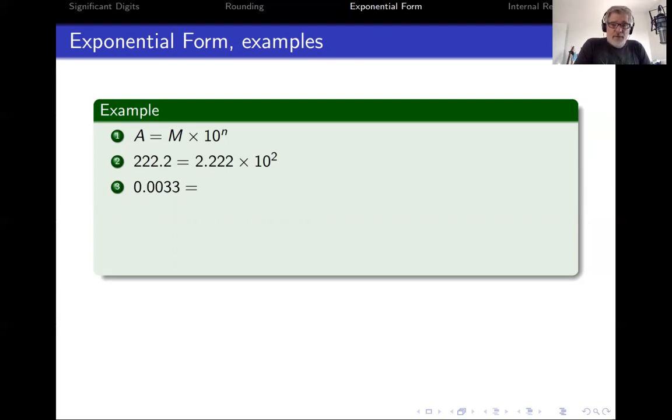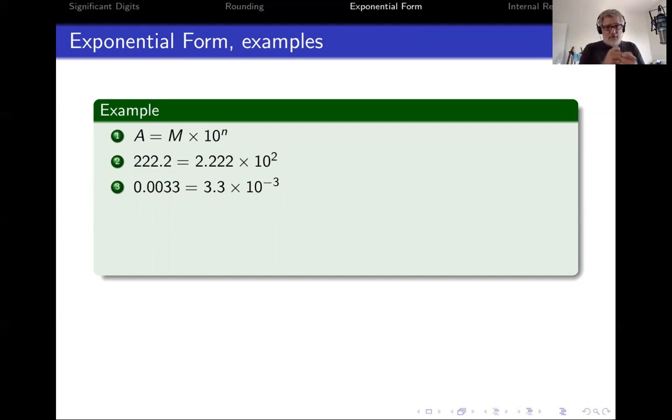0.0033, right? If I want to write it in normalized form, then I need to move that point 3 steps to the right, and I have to adjust the exponent of 10 accordingly. So since I'm making the number bigger by moving this point, I need to reduce, or in other words, put a negative exponent. So that's 3.3 times 10 to the negative 3.